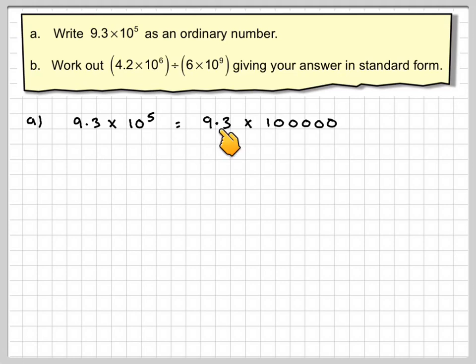So that means I need to move that decimal point 5 places. So that will give an answer of 930,000.